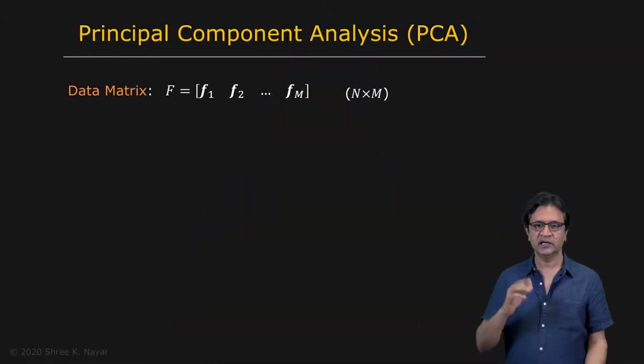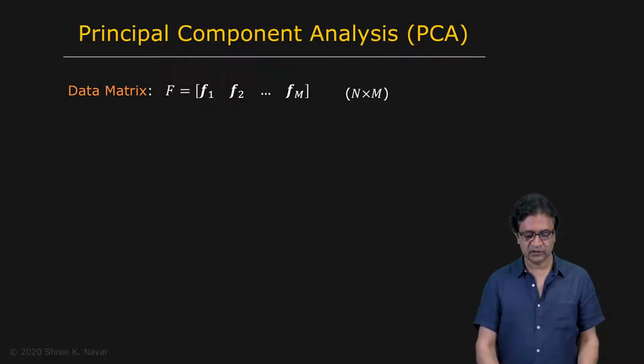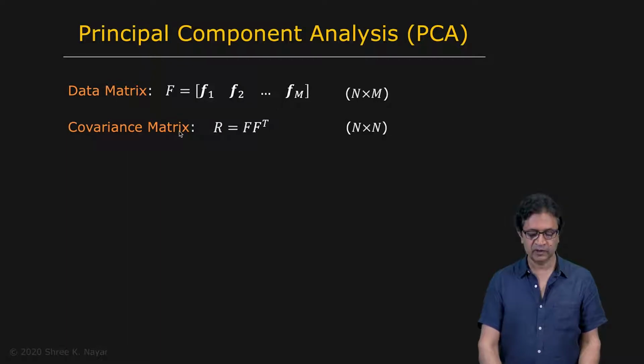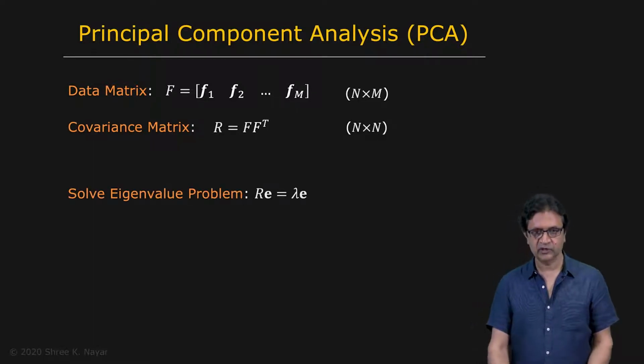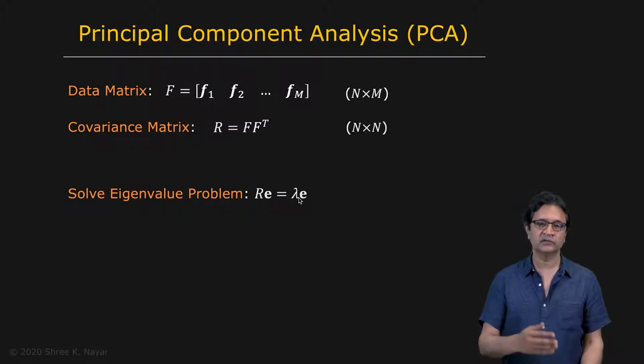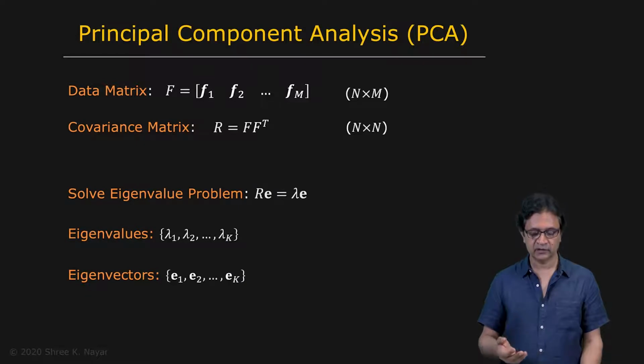So first, let's recap what we did in the context of principal component analysis. We first construct our data matrix F, which is just a stacking of all our images, F1 through Fm, as columns. That's an n by m matrix. And then we can compute a covariance matrix R, which is F F transpose. That's an n by n matrix. And as we said before, we can solve the eigenvalue problem R E equal to lambda E. That gives us all the eigenvalues and eigenvectors of the covariance matrix R.